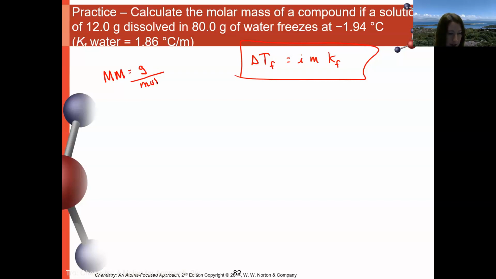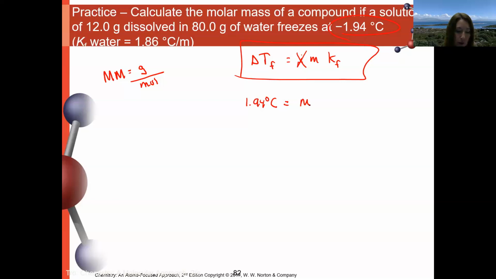It says calculate the molar mass of a compound if the solution of 12 grams dissolved in 80 grams of water freezes at negative 1.94 degrees Celsius. I don't think there's any way we could know the i, so we're just going to assume it's 1. We have Kf, and they're telling us the change. So the change is 1.94 degrees Celsius. That's how far it goes down by. I don't know molality.